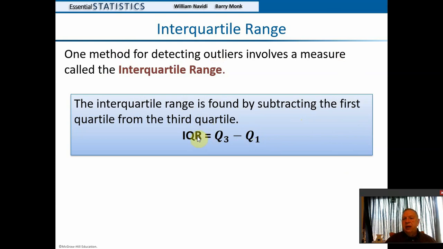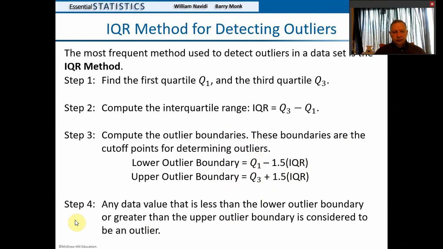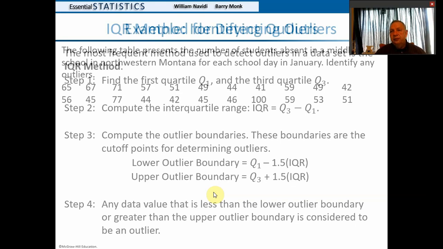Once you get that, you're going to compute the boundary points. Here's a frequently used method. Find your first quartile, your third quartile, and the interquartile range, Q3 minus Q1, and then you have some boundaries. Your lower outlier boundary is Q1 minus 1.5 times your IQR. Your upper boundary is Q3 plus 1.5 times your IQR. This extends Q3 up to a point and Q1 down by this factor, and anything below the lower boundary is an outlier. Anything above your upper boundary is considered an outlier as well. Any data value that is less than the lower outlier boundary or greater than the upper outlier boundary is considered to be an outlier.